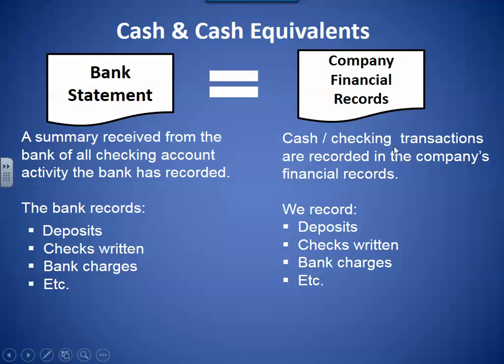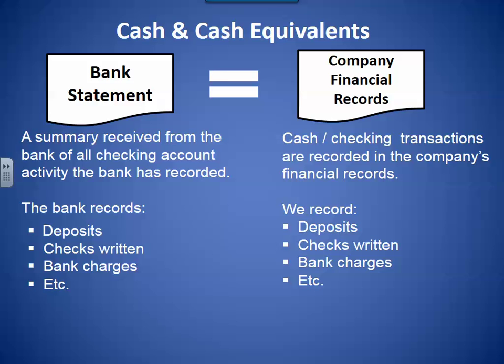So we record deposits, in other words, deposits that we're making based upon the checks that have been written to us and other cash we're receiving. Also, when we write a check to a vendor or to a creditor, we record that in our company financial records, in our checking account ledger account. Also, we record bank charges or miscellaneous adjustments, which could even be correcting errors that we may have made or the bank has made.